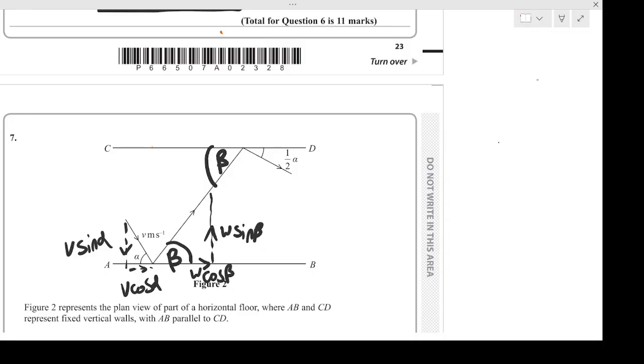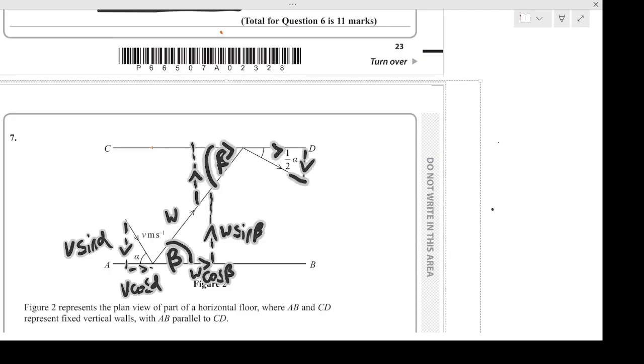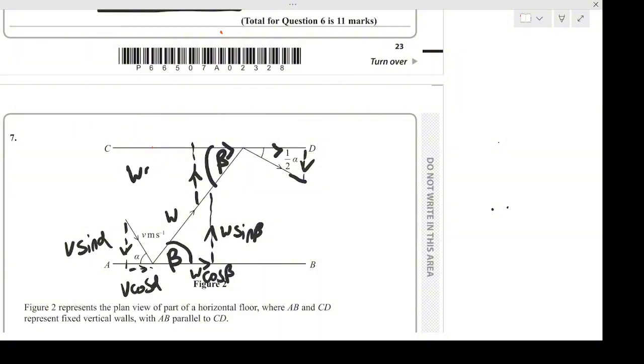If I do the components then, we're going to go up like this and then across like that, and afterwards we're going to go across and then down like that. So this component here is going to be W sine beta. It has the same speed W here, so W sine beta upwards, and then W cos beta along the surface, this surface here.